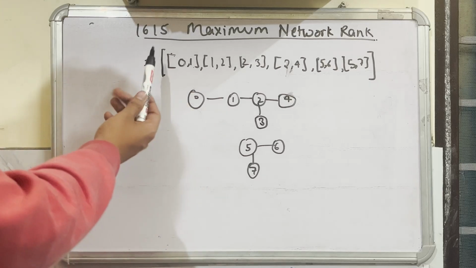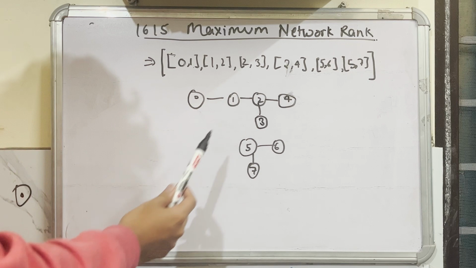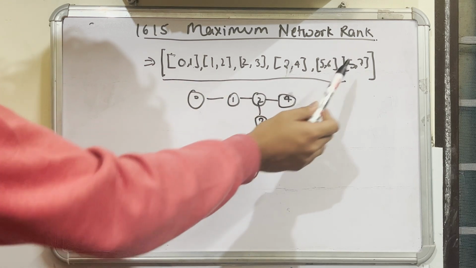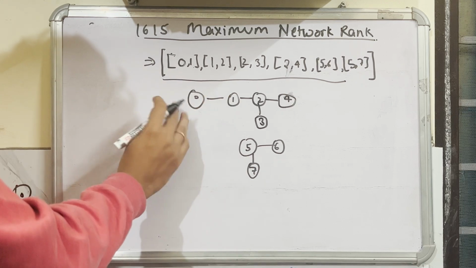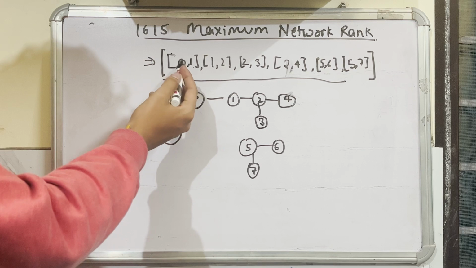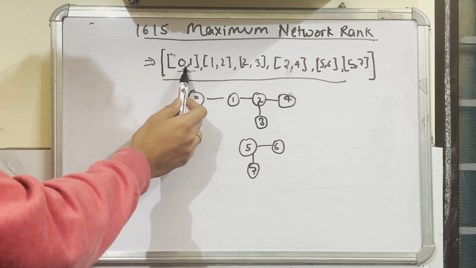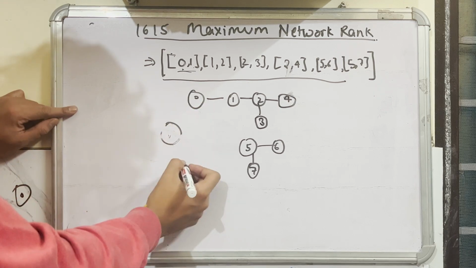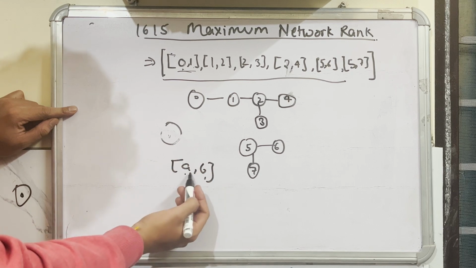Guys, we are going to discuss problem number 1615, which is maximum network rank. In this question, we are given a 2D vector or list of roads between cities. There are n cities in this list. Basically, what this vector is representing is a pair of cities, for example city A and B, where A and B are connected via a road.